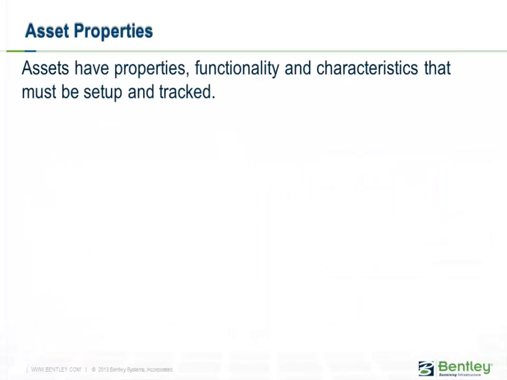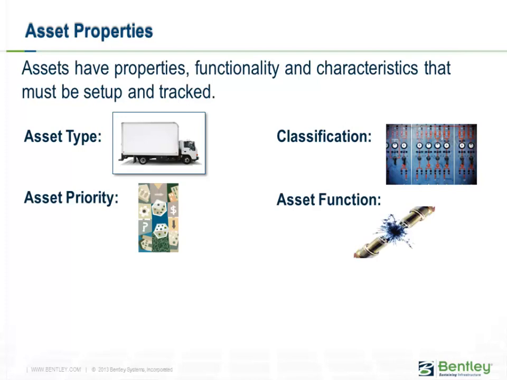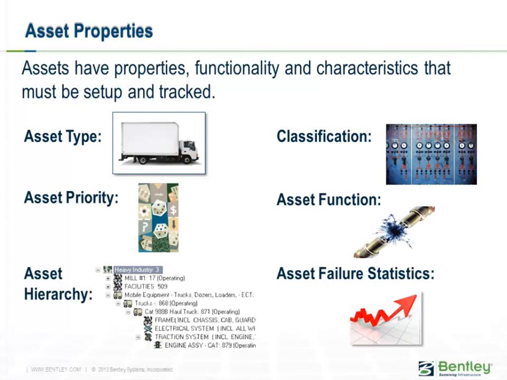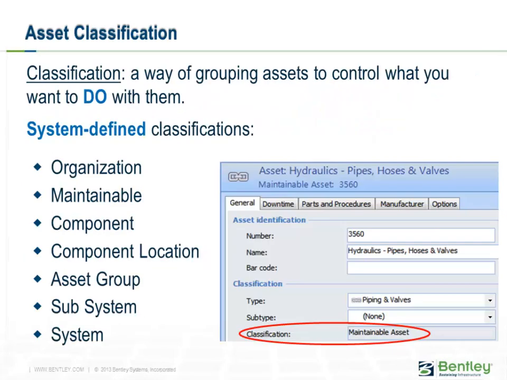Assets have properties, functionality, and characteristics that need to be set up and tracked. The asset properties include the asset type and classification, the asset priority, the asset function, and failure statistics. The properties often determine what you can and cannot do with the asset in the APM software. By using asset properties, you can categorize and filter certain data on an asset. This allows you to use the data in APM to satisfy your business requirements in your asset reliability program. Let's take a look at some of the asset properties.